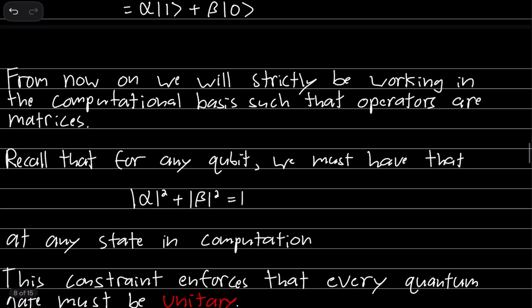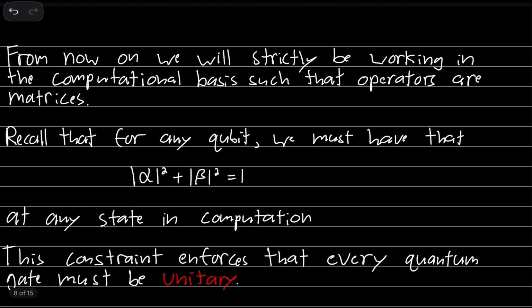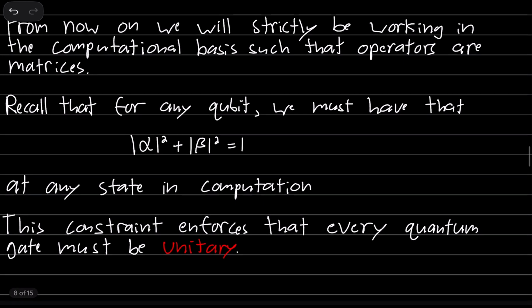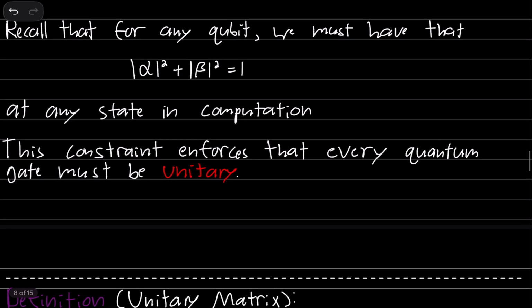Recall that for any qubit, we have this restriction that the mod square of alpha plus the mod square of beta has to equal 1, because these are probabilities. At any state in the computational process, the mod squares of the amplitudes of our computer's quantum state must sum to 1. From this constraint falls out that every quantum gate must be unitary. So what does unitary mean?